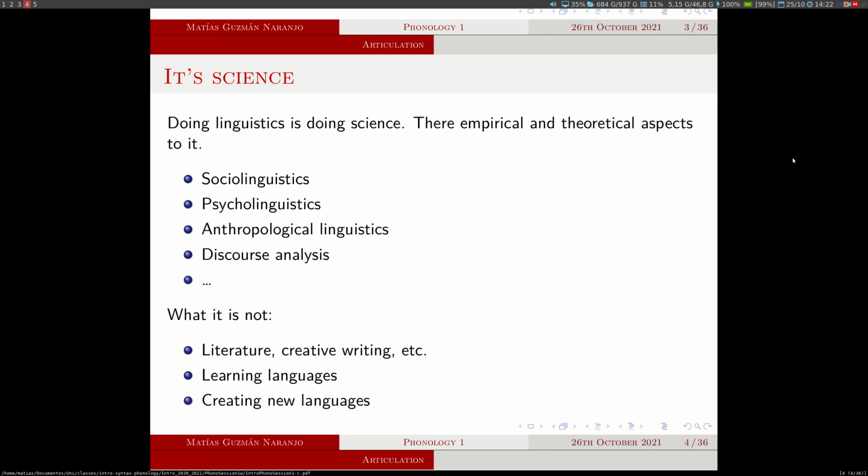What it is not, and what it does not include, is literature or creative writing. It's not about learning languages, and it's not about creating languages. Those are not really part of linguistics.